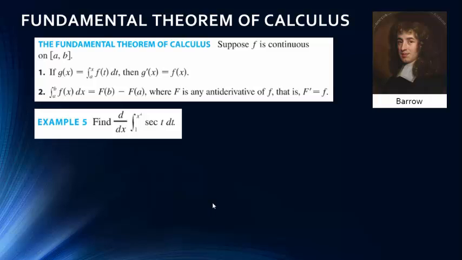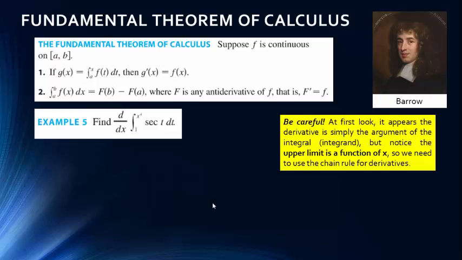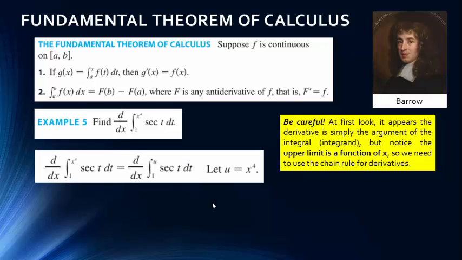So let's find the derivative of the integral of secant t dt evaluated from 1 to x to the 4th. Now be careful, because at first it looks like it follows the first rule of the fundamental theorem, but notice that our upper limit is not x, it's x to the 4th, so it's a function of x. So we actually have a chain rule here, so we have to do some substitution. Let's substitute u equals x to the 4th. So we get the derivative of the integral from 1 to u of secant t dt.